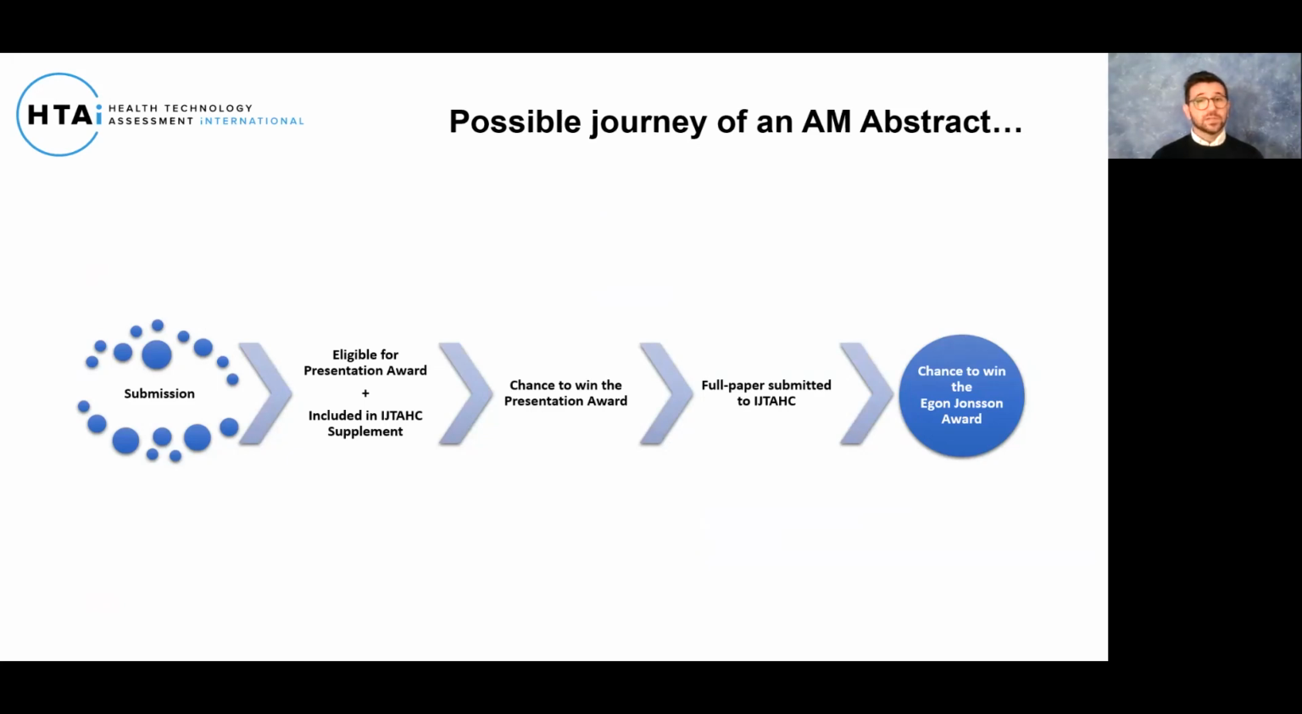Your abstract will have the chance to win the presentation award that is related to a cash award, as we said before. But of course, you are going to write a full paper related to the abstract that you just submitted. Let's say that you submit your full paper to the International Journal of Technology Assessment in Healthcare. This means that your full paper will have the chance to win also the Egon Jonsson's Award. So in the next annual meeting, you will have the chance to be awarded with this Egon Jonsson's Award.